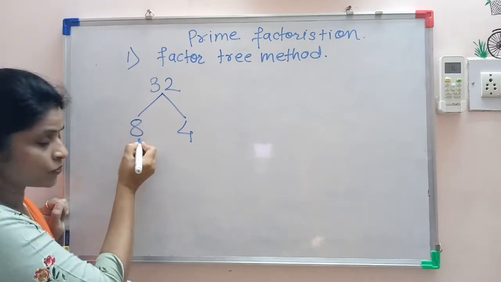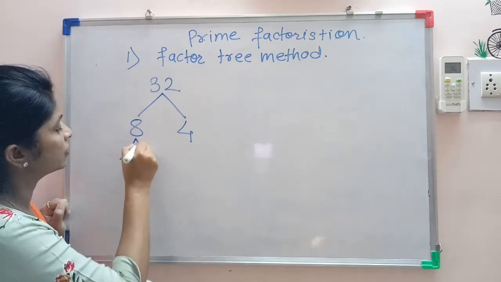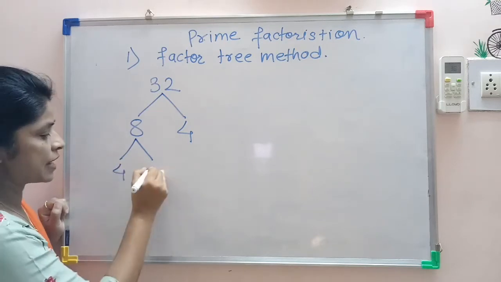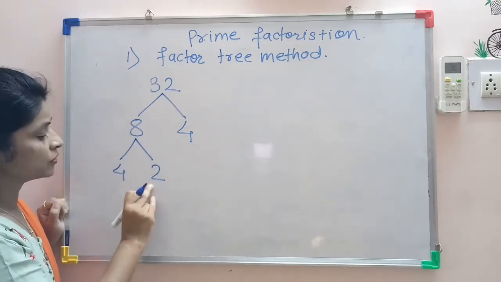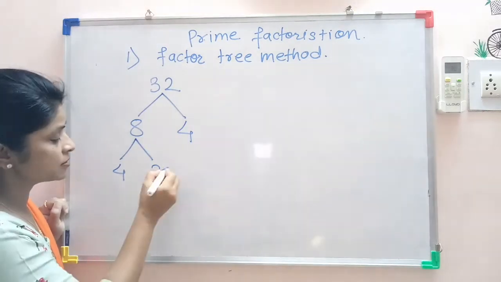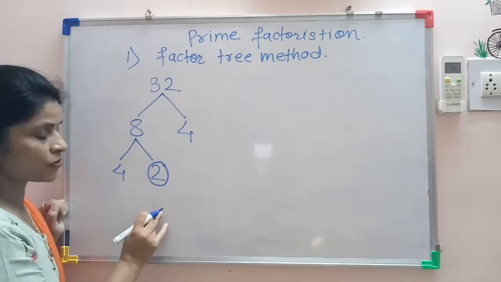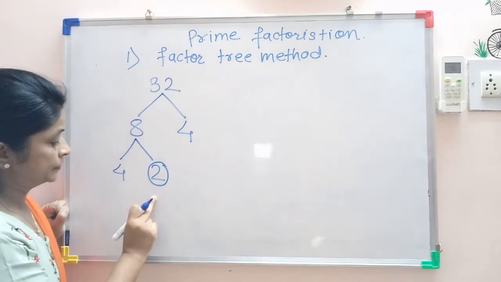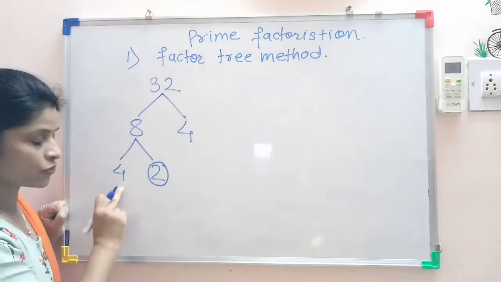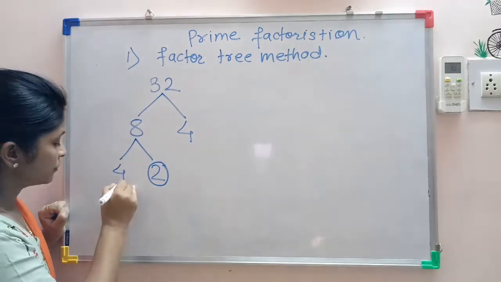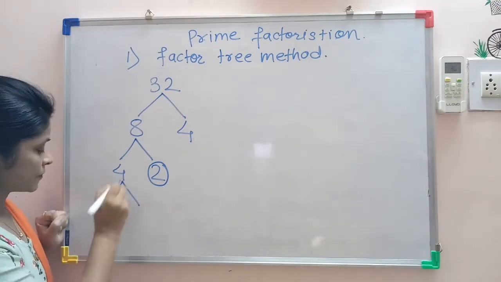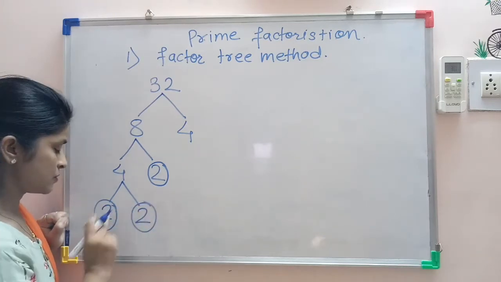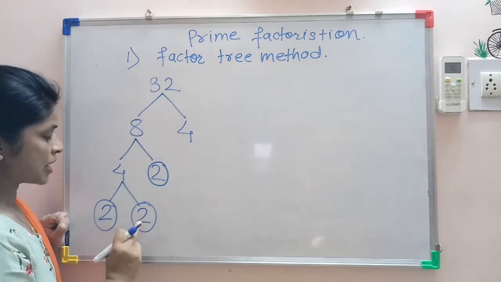So 8 is a composite number. So again we will factorize it. The factors of 8 are 4 and 2. Now here 2 is a prime number, so we will not factorize it again, because 1 multiplied by the number itself we don't have to show in the factor tree. So again 4 is there. 4 is a composite number. Again we have to take its prime factors, that is 2 multiplied by 2 is 4. So this 2 and this 2 are prime numbers.